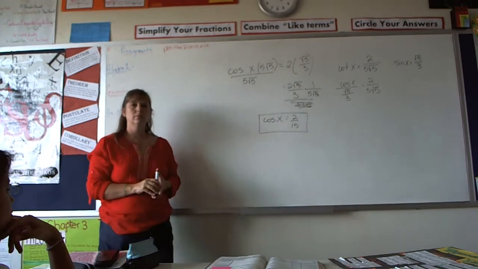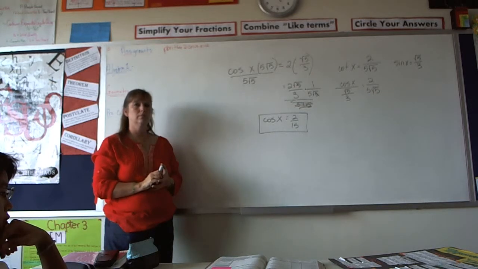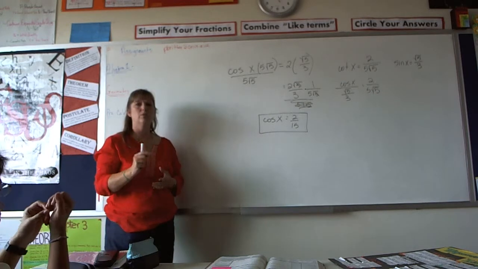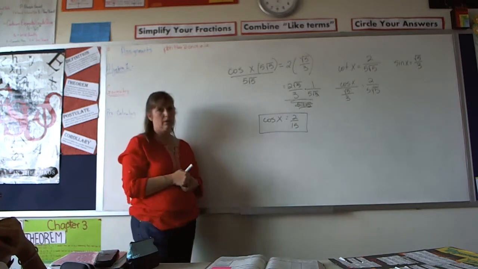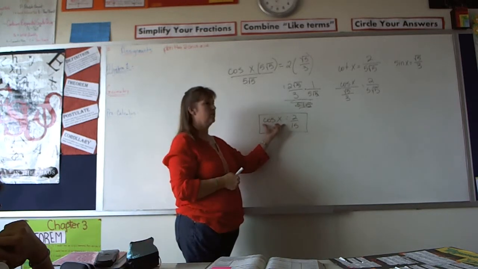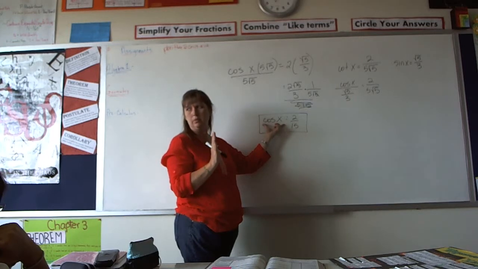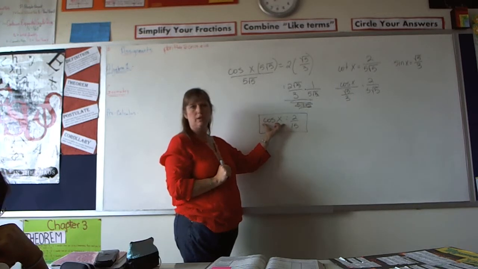Wouldn't you just use the inverse cosine and plug in 2 over 15, find out what x is? They didn't ask for that, they asked for cosine of x. Okay. So it's easy. Eventually, yes, you will do that, and you'll have to get that answer. But for now, they ask you to solve for this. So you stop right there. So far, easy? Questions?